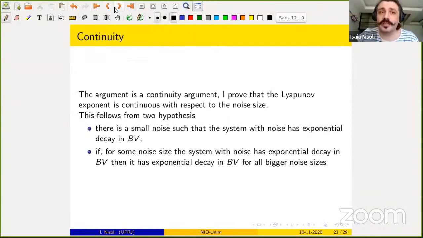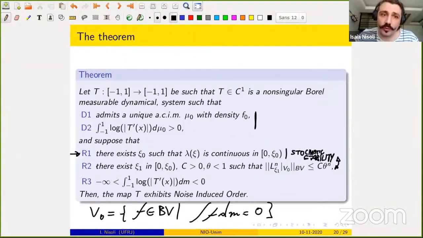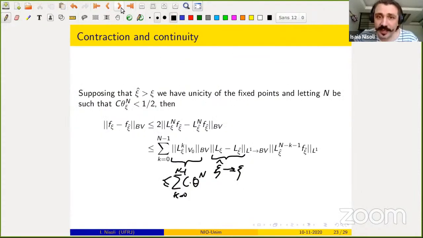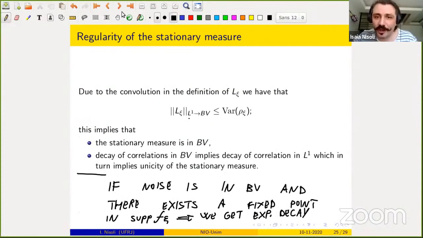And indeed this can be weakened, and instead of asking for a fixed point, you can ask for a xi fixed point, which is essentially a point which is moved less than the size of the noise. If you have a point that is moved less than the size of the noise, then you have a set which returns into itself with period one, you get aperiodicity of the Markov chain, and you get exponential decay of correlations.